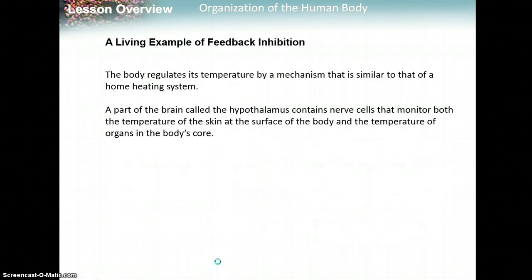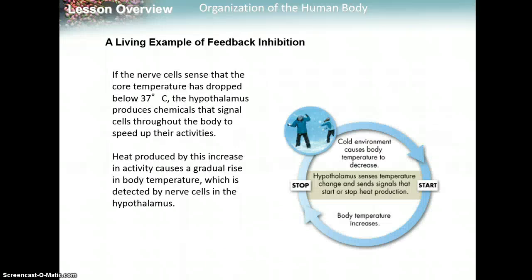An example in your body: the body regulates its temperature by a mechanism that's similar to the furnace in your house. A part of the brain called the hypothalamus contains nerve cells that monitor both the temperature of your skin at the surface of the body and the temperature of the organs in your core. If the nerve cells sense that core temperature has dropped below 37 degrees Celsius, which is around 98 degrees Fahrenheit, the hypothalamus produces chemicals that signal the cells throughout the body to speed up their activities. Again, that's going to help increase your body temperature.